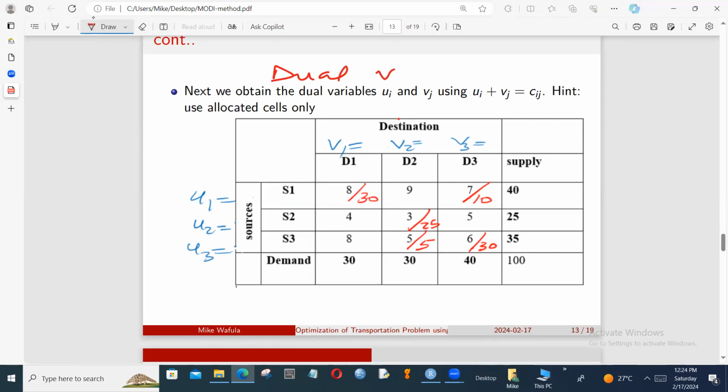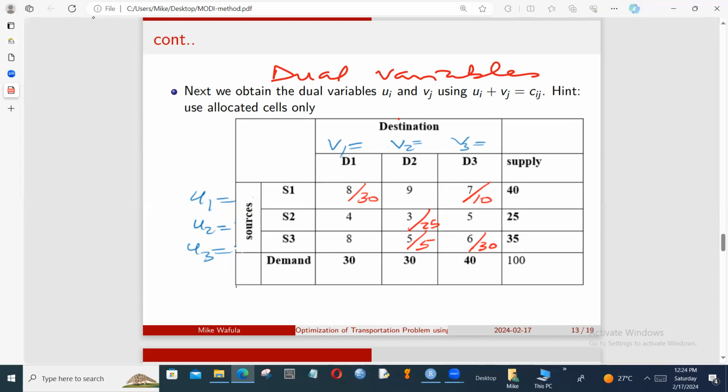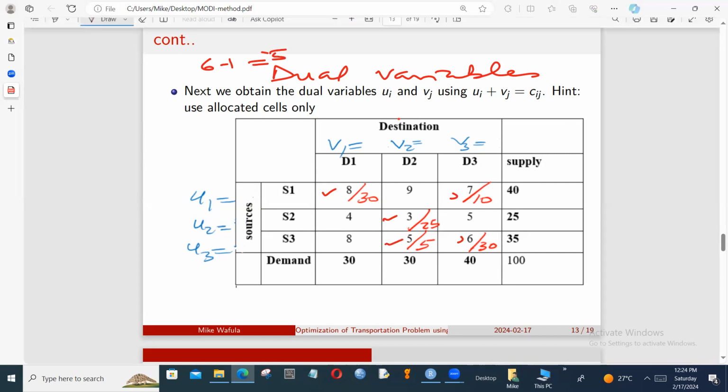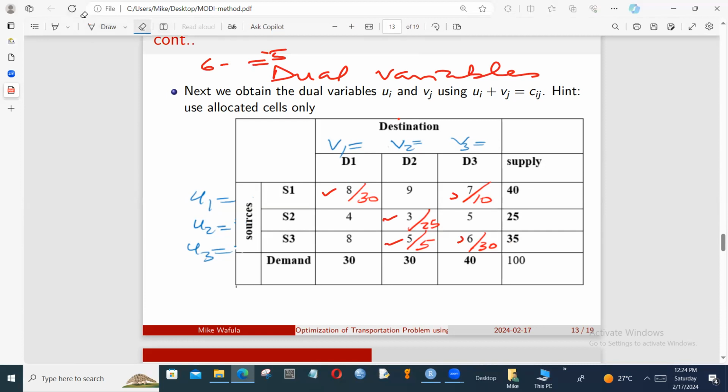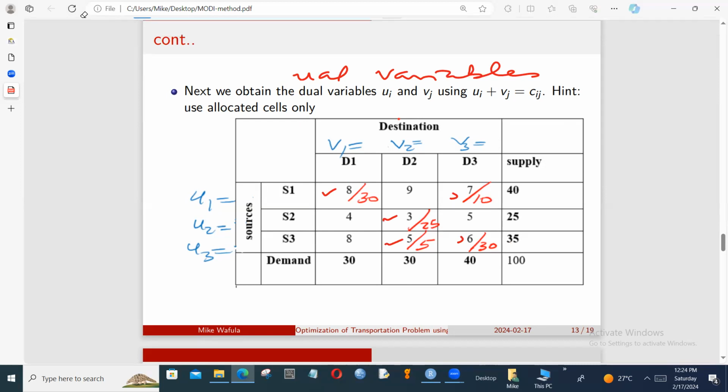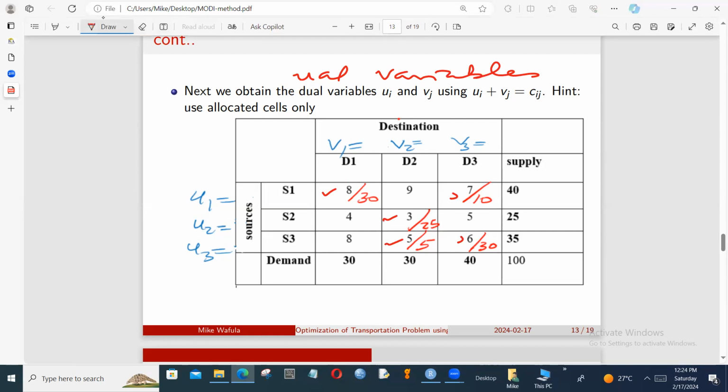You can see the condition of non-degeneracy here already holds, because there are 3 rows, 3 columns. So 3 plus 3 less 1 is equal to the number of cells allocated: 1, 2, 3, 4, 5. And 6 minus 1 is equal to 5. So that condition still holds. So we calculate now for the dual variables, the Uis and Vjs.